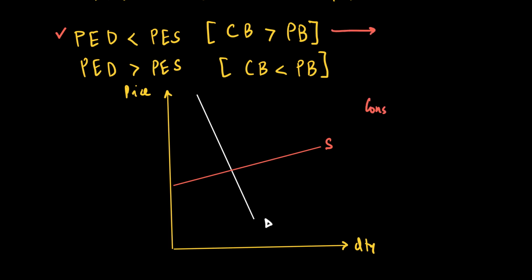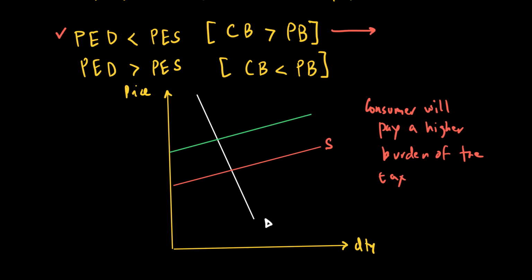So I could say this, consumer will pay a higher burden of the tax. And I can show you as well, by the way. Let's say if we put a tax which is causing the supply curve to shift backward from S to S dash, the price is P naught, the quantity is Q naught, the price goes to P1 and the quantity goes to Q1.